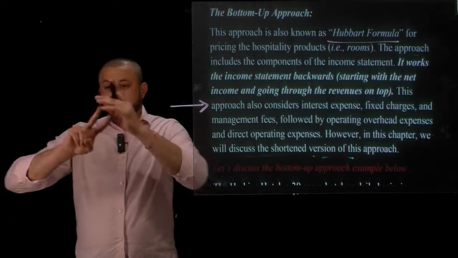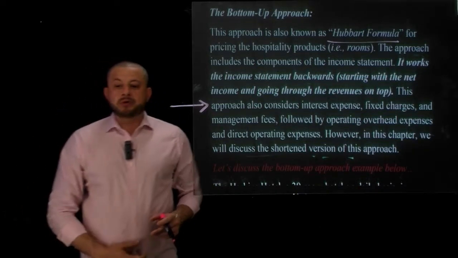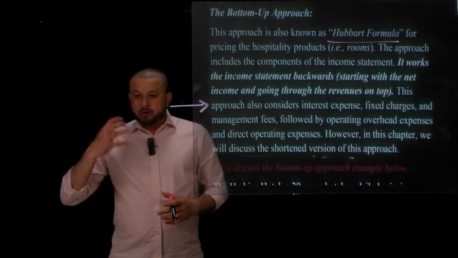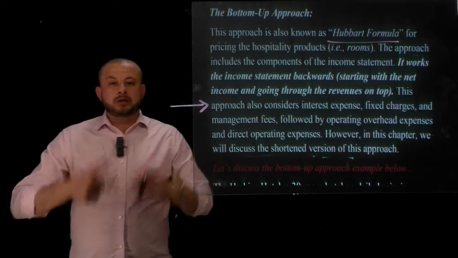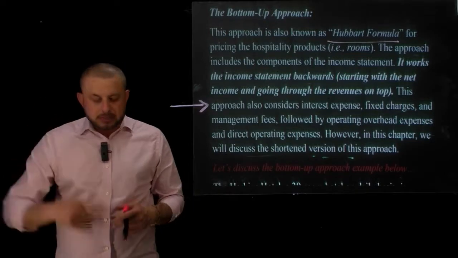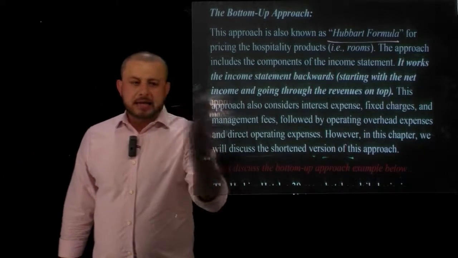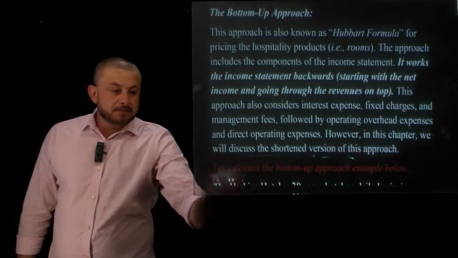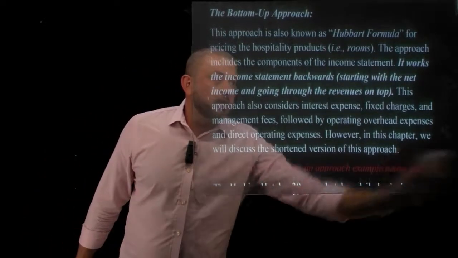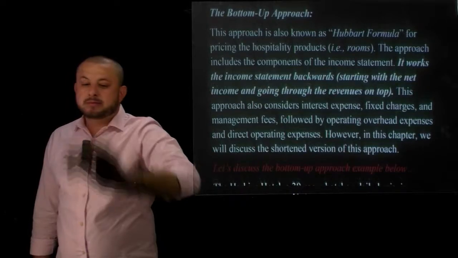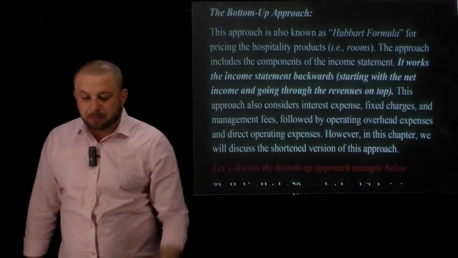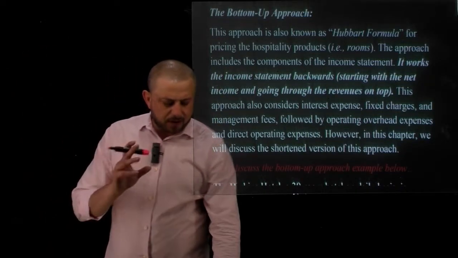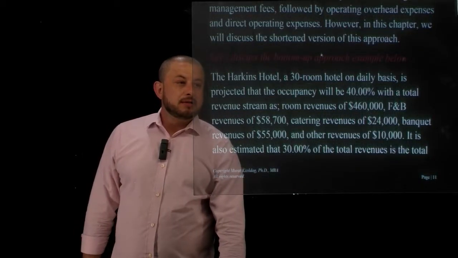We're going to do three different examples. I'm going to show you how much you should charge for each specific room based on your revenue and expense balance that you take from the income statement. Therefore, it works the income statement backwards. In shorter version, the Hubbard formula or the bottom-up approach considers the components of the income statement and works it backwards to find the possible ADRs that might be put on every single room or in an entire operation in general. It doesn't make sense if I don't show you the example, so take a look at this example over here.